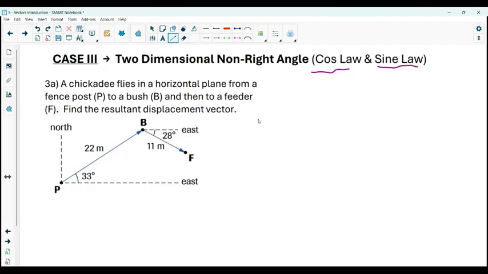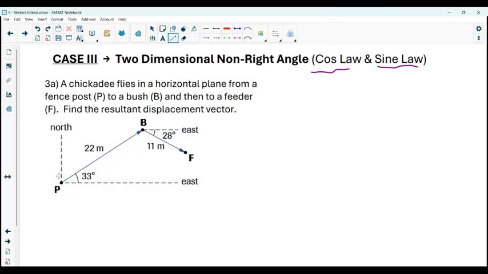Okay, let's do our resultant vector. We've got our chickadee here, right? And the chickadee is going to be flying around. Horizontal plane just means we're looking from above, down at this, it is flat. So from a fence post at P, to a bush at B, and then to a feeder at F. Find the resultant displacement vector.